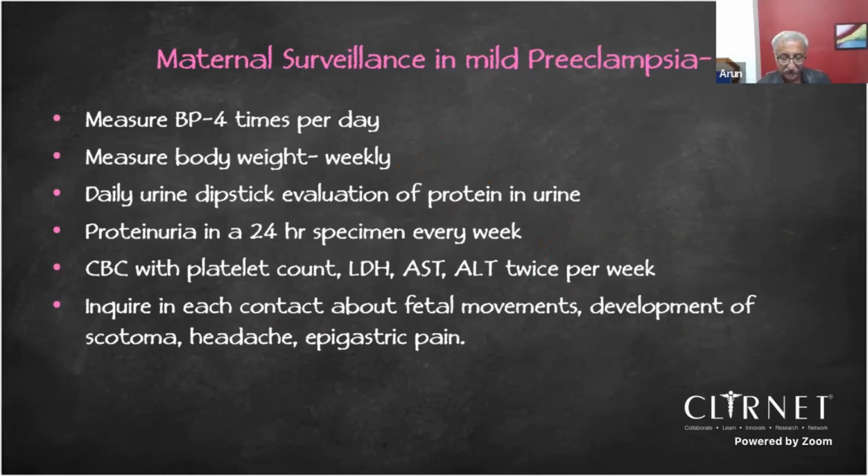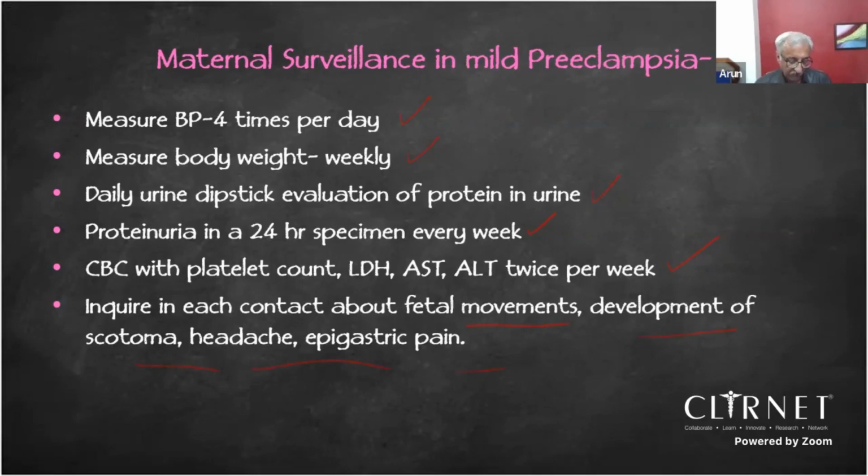Now, maternal surveillance in mild preeclampsia. What do you do? This is again a question which is asked in exams. A mild patient comes to you, what do you do? To begin with, measure BP 4 times per day, measure body weight weekly, and daily urine evaluation. Now, this is in PIH. What we told earlier was in gestational hypertension only, where we were monitoring weekly. Here it is slightly more important, more frequently. Proteinuria in a 24-hour specimen every week again. CBC and platelet count twice per week, and inquire about decreased movements, development of scotomata, headache, epigastric pain.